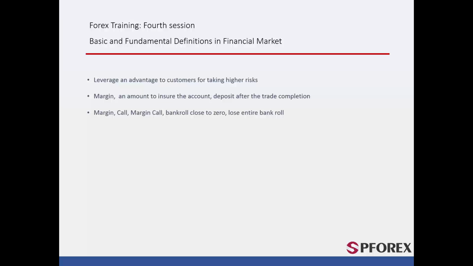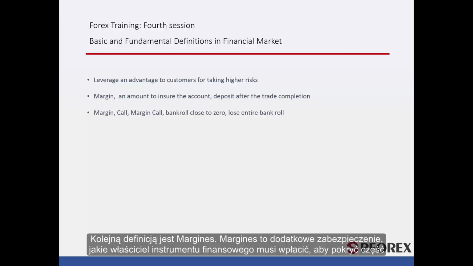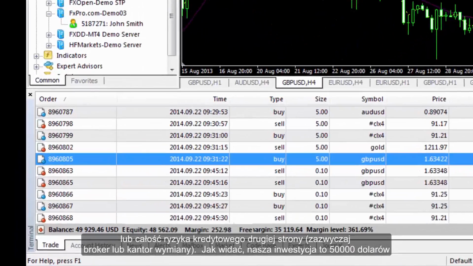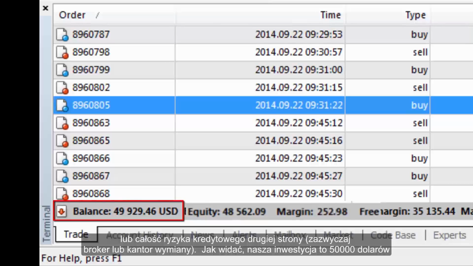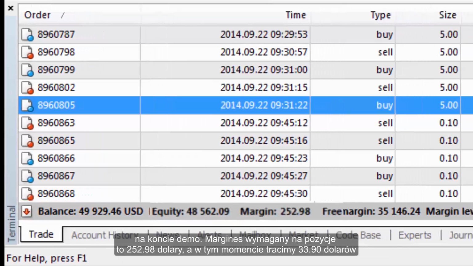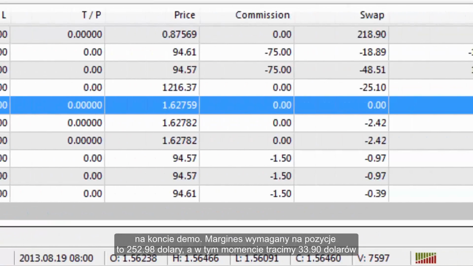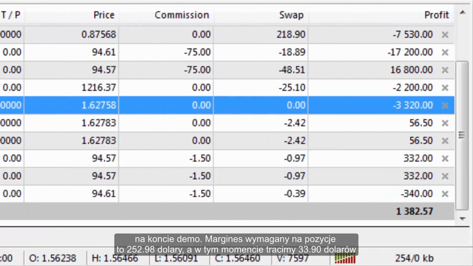Margin. The next step is margin. A margin is a collateral that the holder of a financial instrument has to deposit to cover some or all of the credit risk of their counterparty, most often their broker or an exchange. As you can see, our investment is $50,000, and this is a demo account. The margin which was asked for the positions here is $252.98, and at the moment we are losing $33.9.